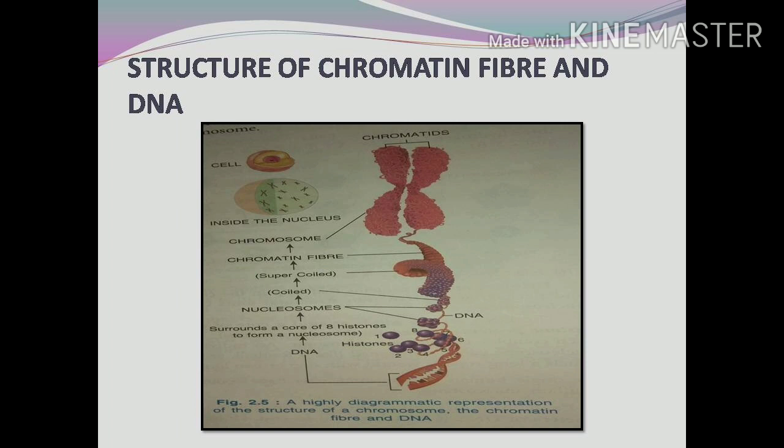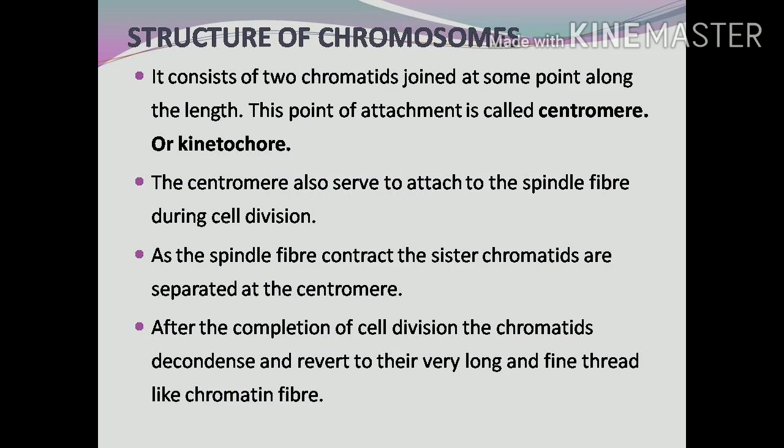This nucleosome is coiled and supercoiled, and it becomes a chromatin fiber. This chromatin fiber later gives rise to chromosomes, and we can see it inside the nucleus. So this is the structure of the chromatin fiber and DNA.